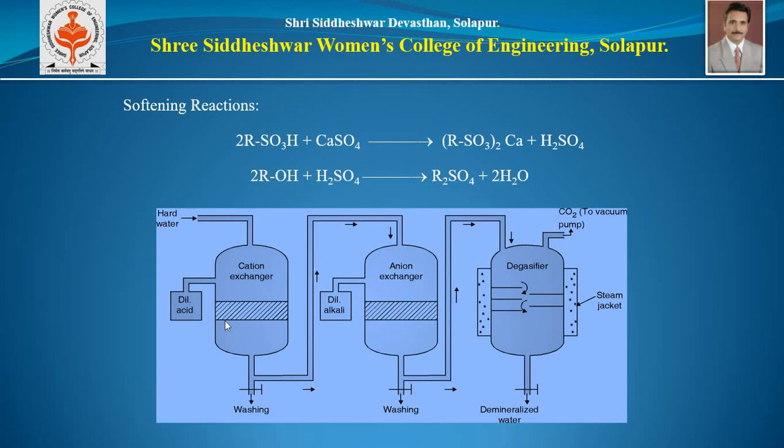Now after some time, the cation exchange resin and anion exchange resin get exhausted. No exchange of cations or anions will happen. Then we have to stop passing the hard water, and we have to regenerate both the exchangers. Cation exchange resin is regenerated by passing dilute acid, and anion exchange resin is regenerated by passing dilute alkali.